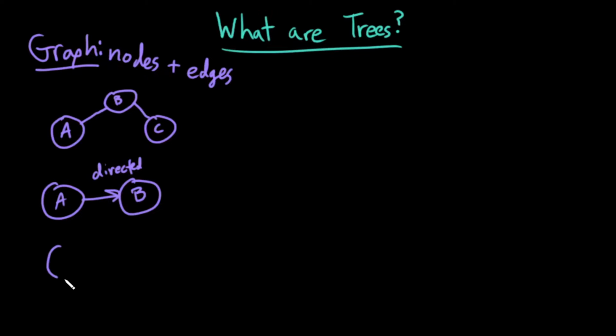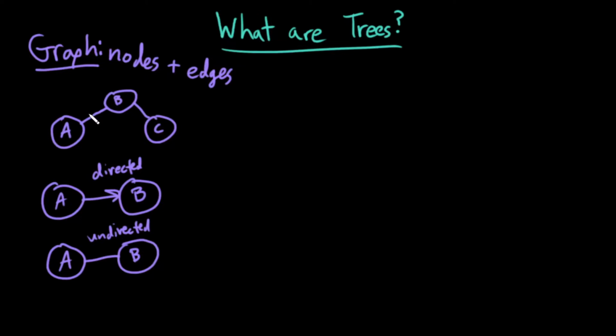I can only go from node A to node B, but I cannot go backwards. Versus we can have undirected edges. For example, here, let's say this is undirected. Think of this as a regular two-way street. I can go from A to B, and I can go from B to A.